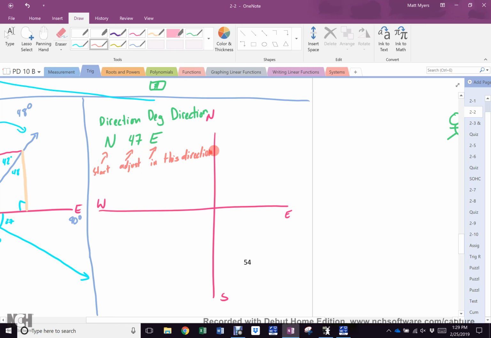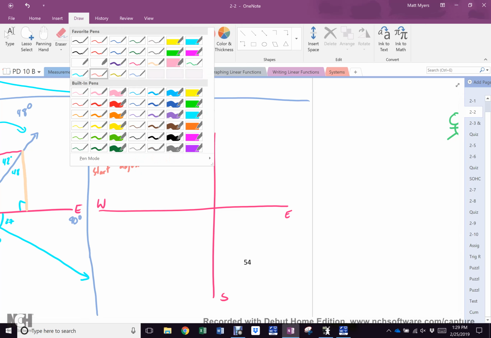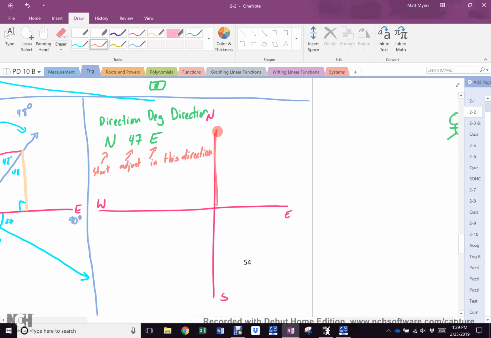So, if I just told Anu to walk north, he would go straight up here, yes? But he isn't walking north. Where is he walking? He is walking north, but he is adjusting 47 degrees to the east. So, if you guys are north of me, because I'm going that way, am I going to be turning right or left?